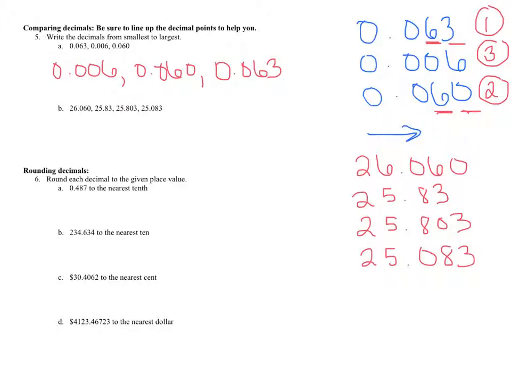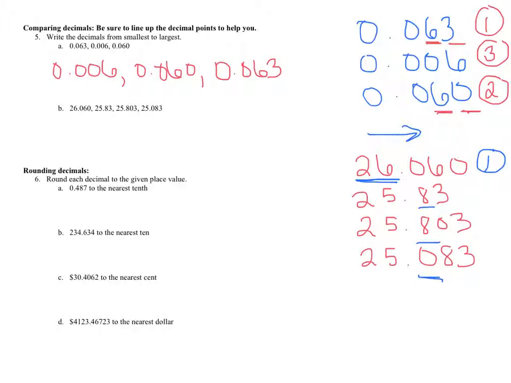So the largest, well, would have the overall largest whole number, so that would have to be this 26 because all the rest are 25. So that's the largest. Now for the next one, since they all are 25 as the whole number part, I need to look at the decimal. So next I see an 8 in the tenths place for these two, so those are certainly bigger than the one with the 0 in the tenths place.